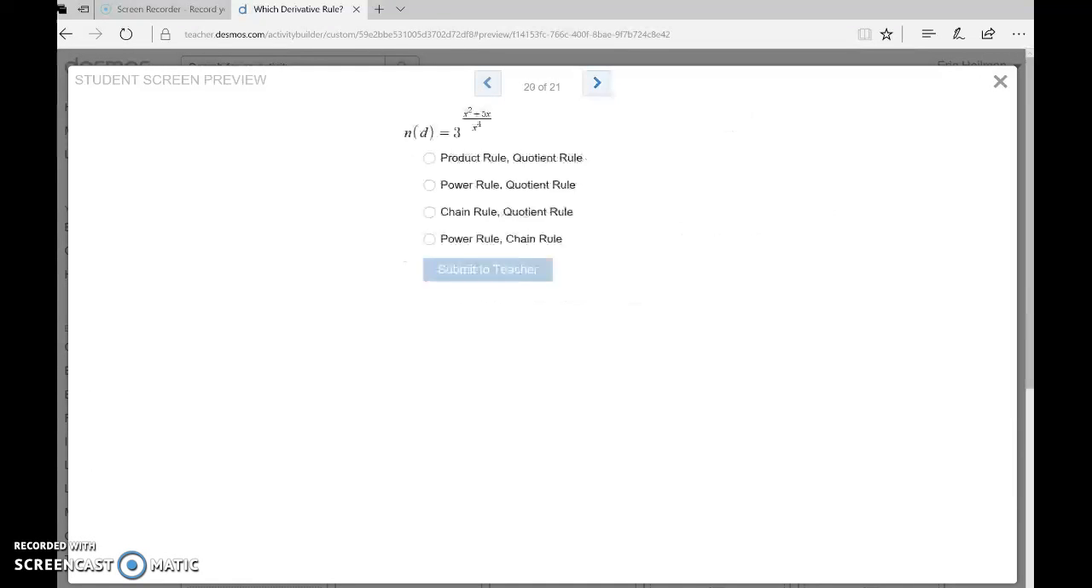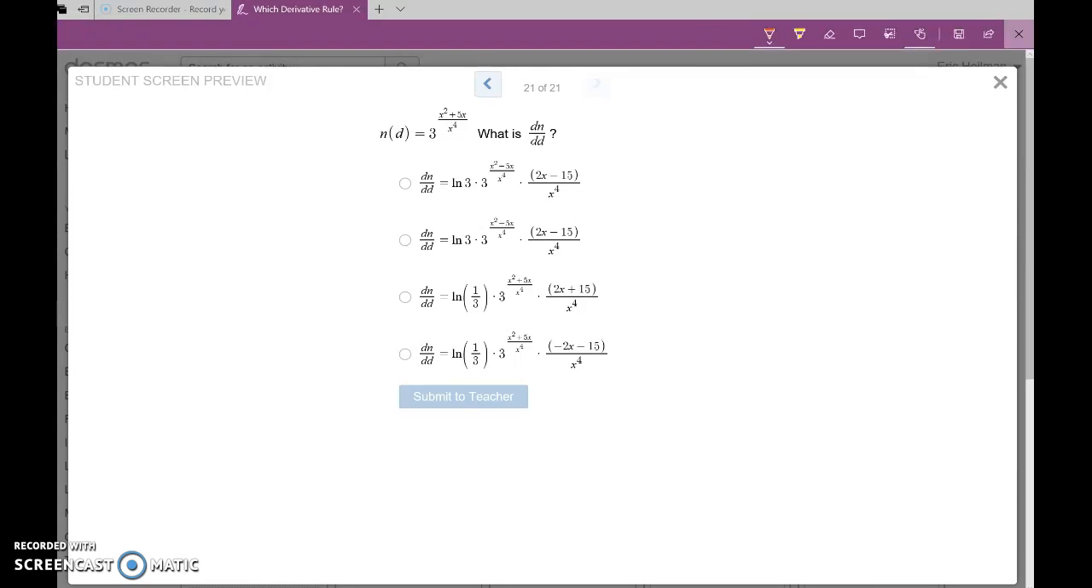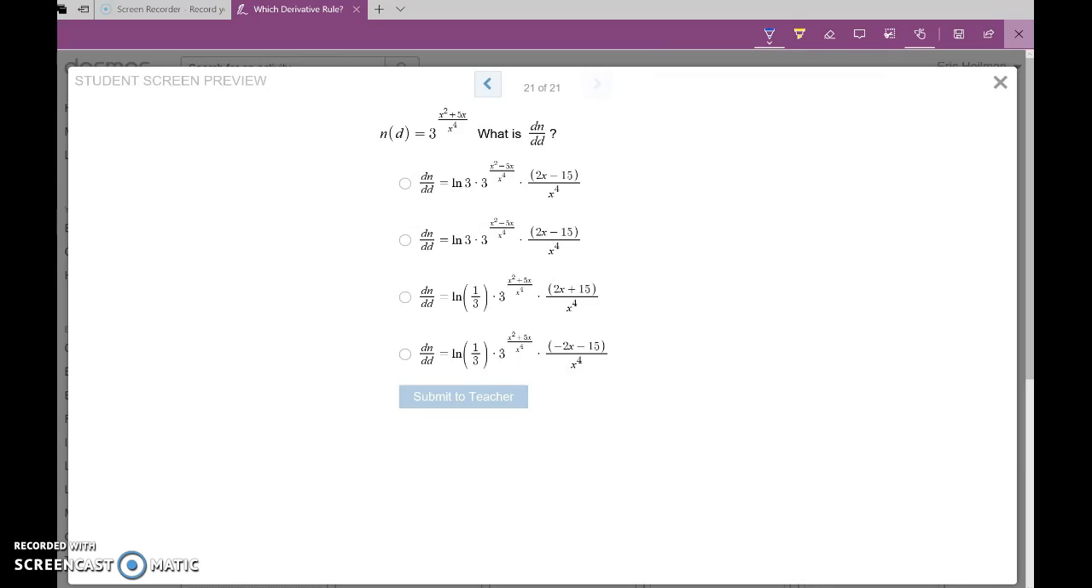Okay, so I think we're on the last one now. Okay, so here we have an exponential. The derivative rule for exponentials is just the chain rule, so we're going to do a chain rule. And then in the exponent, we have a quotient, so we're going to have to use the quotient rule to take the derivative of that. Okay, so here we go.